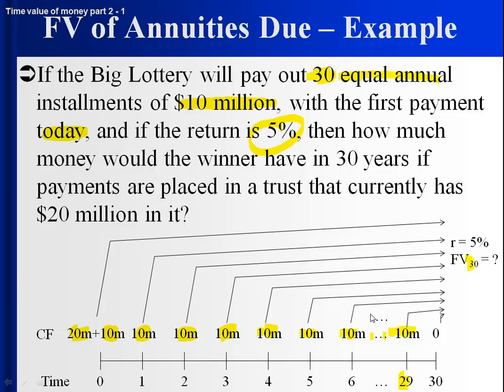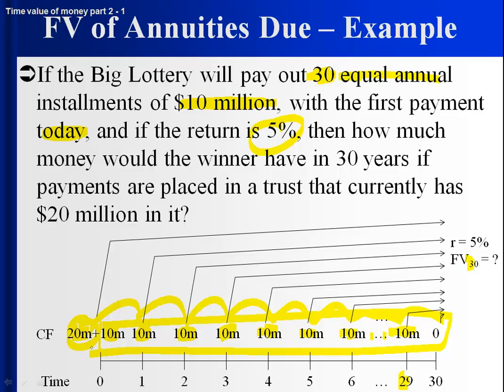So we can approach it by saying, okay, the 20 million that's currently in there, in 30 years, it will be 20 million times 1.05 to the 30th, plus then we have all these 10 millions. There's 30 of them. We wonder how much we'll have in 30. We can find it as the future value of an annuity due, and then we can add the two pieces together.